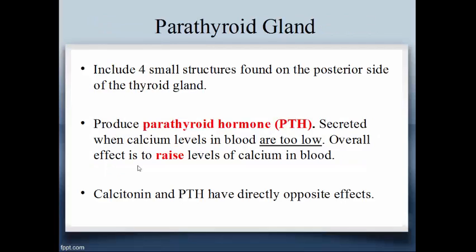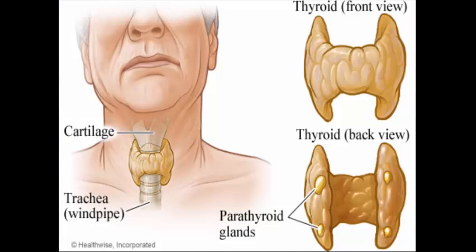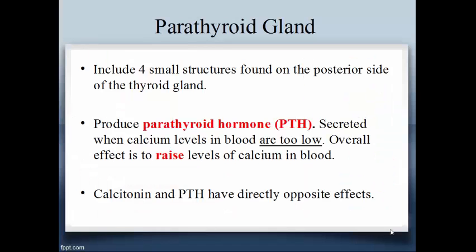Alright, next talk about the parathyroid gland. These are the 4 small structures found on the back side of the thyroid. These 4 masses right here, those are the parathyroid glands, all 4 of those. Alright, they produce a hormone called PTH, parathyroid hormone. So it should be easy to match that hormone with that structure. A parathyroid hormone comes from the parathyroid glands.